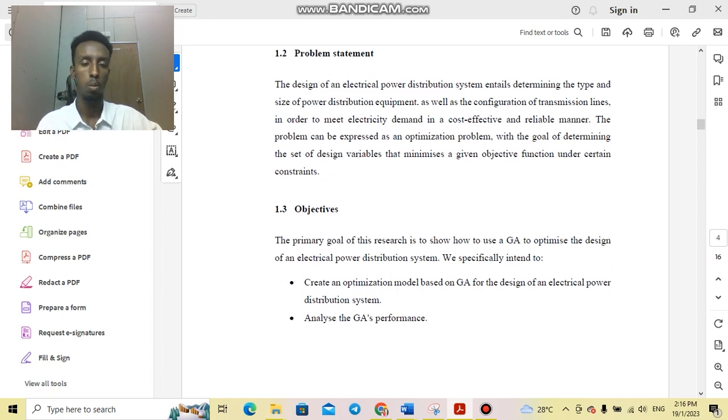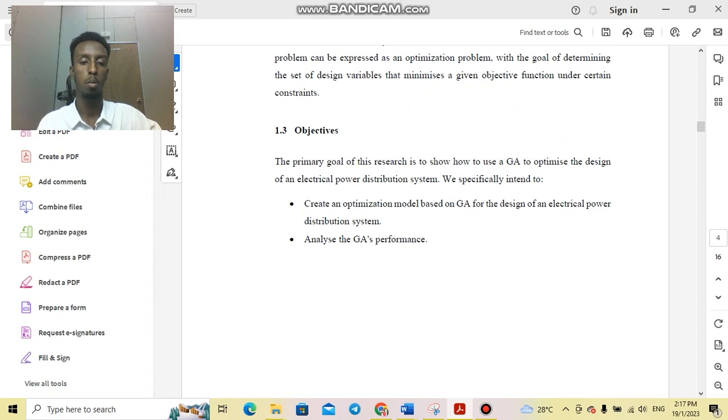So the objective of this project, the primary goal of this research, is to show how to use a genetic algorithm to optimize the design of an electrical power distribution system. So the problem we found is a problem for electrical power distribution system. So our objective is this, to create an optimization model based on the genetic algorithm for the design of an electrical power distribution system. And the second is to analyze the genetic algorithm's performance.